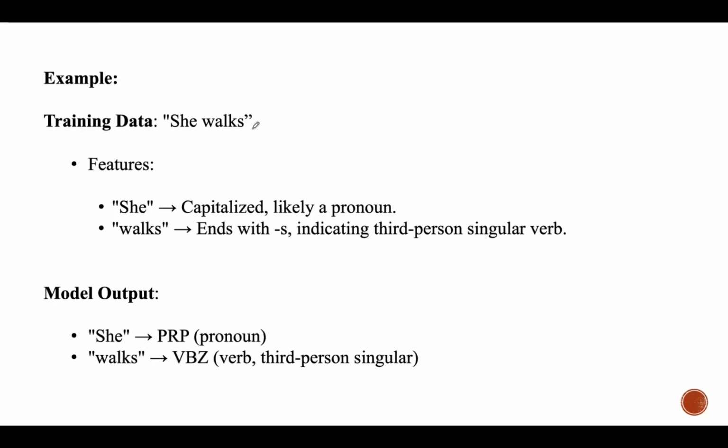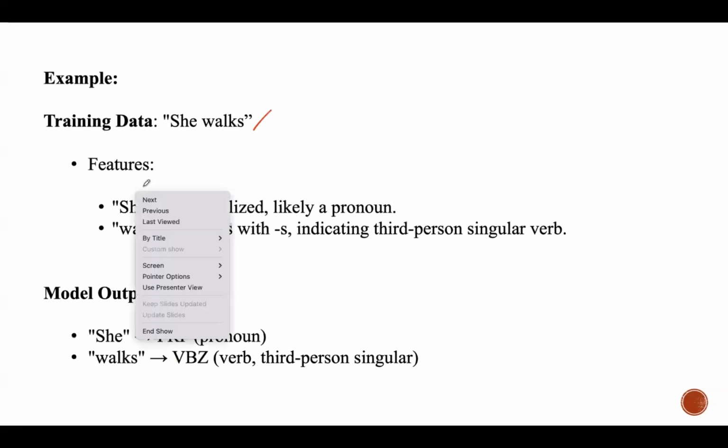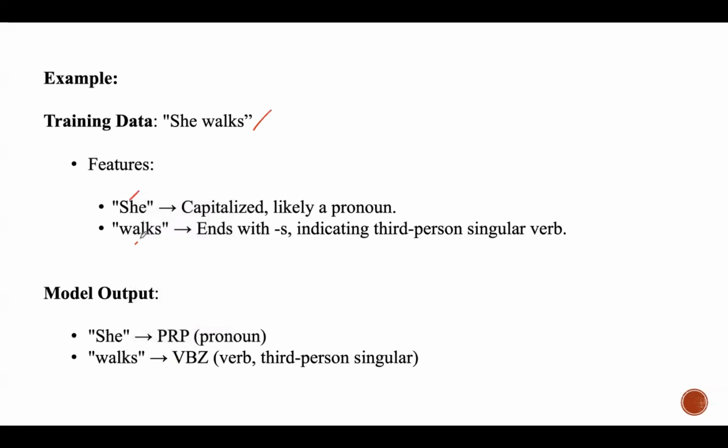Let us see this example. Say the training data is she walks. First, what are the features? We need to extract the words separately. So she: in the word she, S is capital, and capitalized means it should be considered a pronoun. Then walks: this word ends with s, which indicates that it's a third person singular verb. So based on this, the model will predict the tags for the words. Here pronoun is assigned to the word she and verb third person singular is assigned to the word walks.